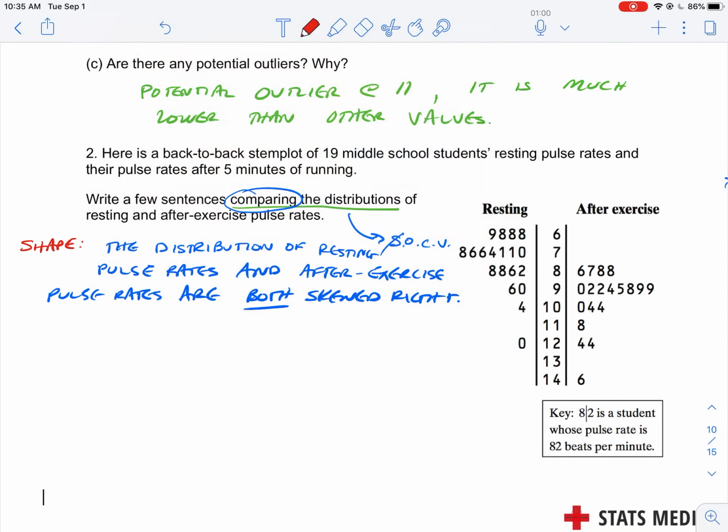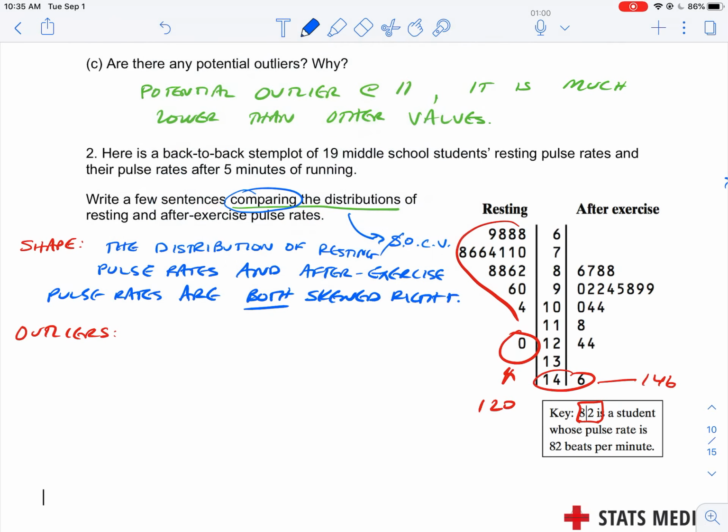Next piece, outliers. So let's take a look here. Are there any potential outliers here? Well, I kind of see the bulk of my data is here. I have this potential outlier in my resting side. And if I notice that my key here, which remember, we need to have a key whenever we do a stem and leaf plot, this would be equal to 120. And I've got a potential outlier here, so this would be at 146. I need to talk about both of those things because I'm talking about two different data sets.